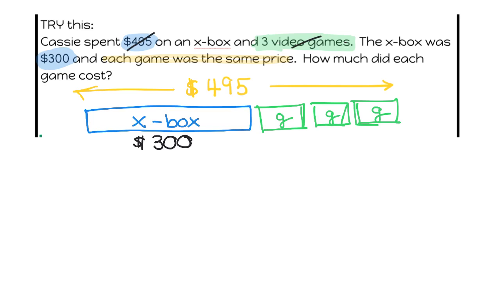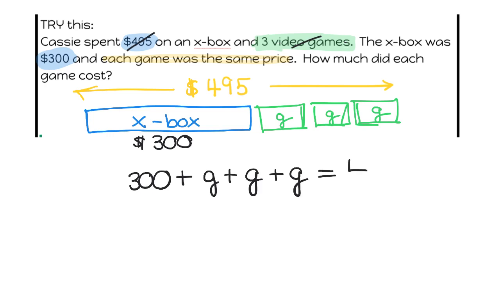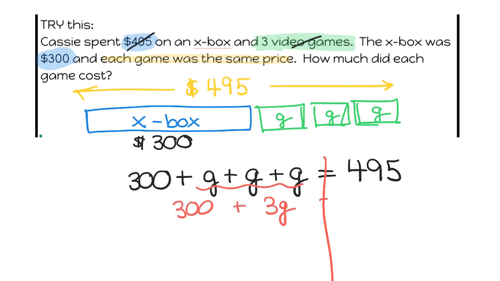So to write the equation for this, I would say 300, the Xbox, plus 1, 2, 3 games came to a total of $495. I'm now going to solve this just like I've solved every other problem up until this point. I'm going to first combine like terms and write 300 plus 3G. And now I'm going to try to get the G alone.